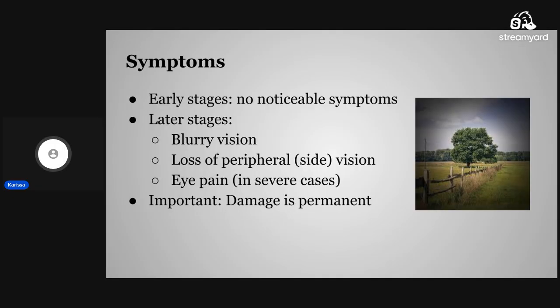So here are some symptoms. For the early stages, there are no noticeable symptoms at all, so you wouldn't even know what's to come next. In some later stages, that's when you start to experience blurry vision, and then you lose peripheral vision, which is like your side vision.